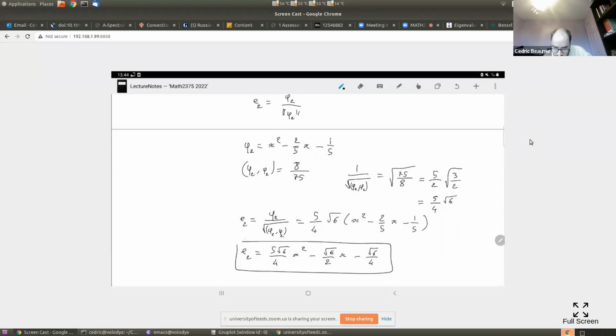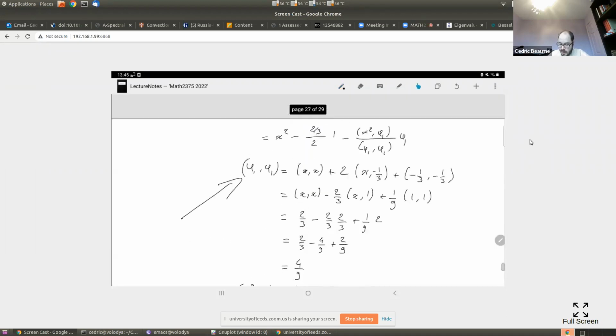So what we've constructed there is a basis of orthonormal functions based on the function set 1, x, x squared. We've calculated this basis of orthonormal functions based on the inner product that we defined in the beginning.